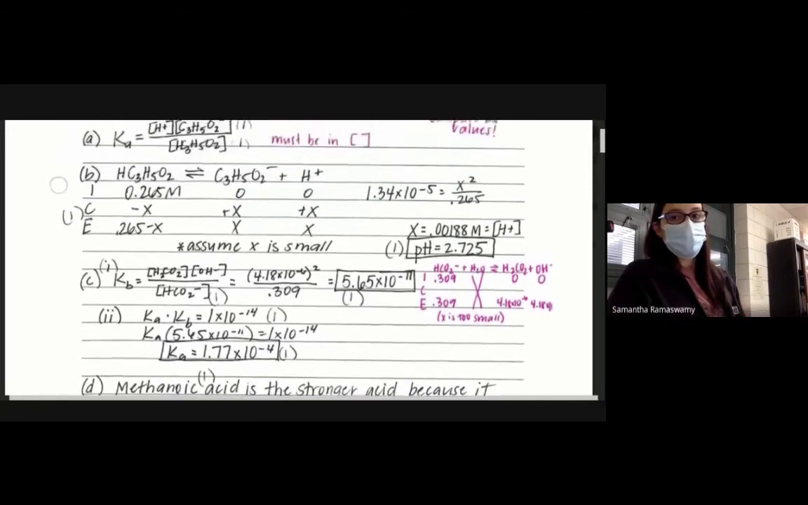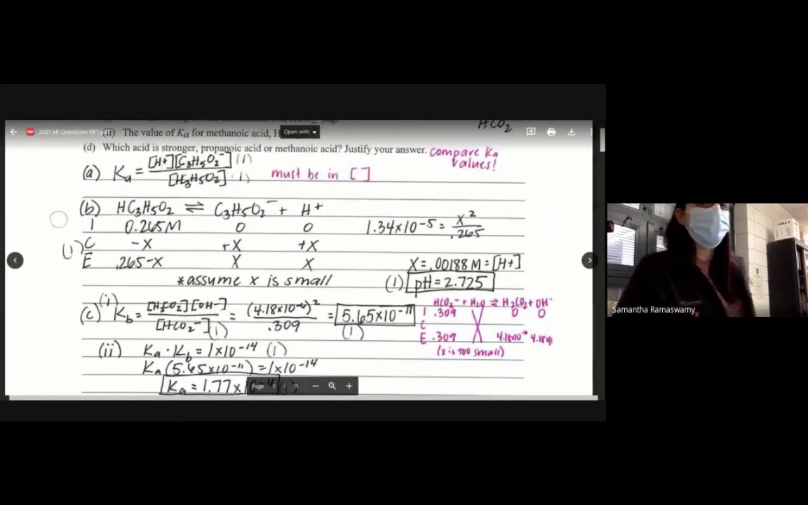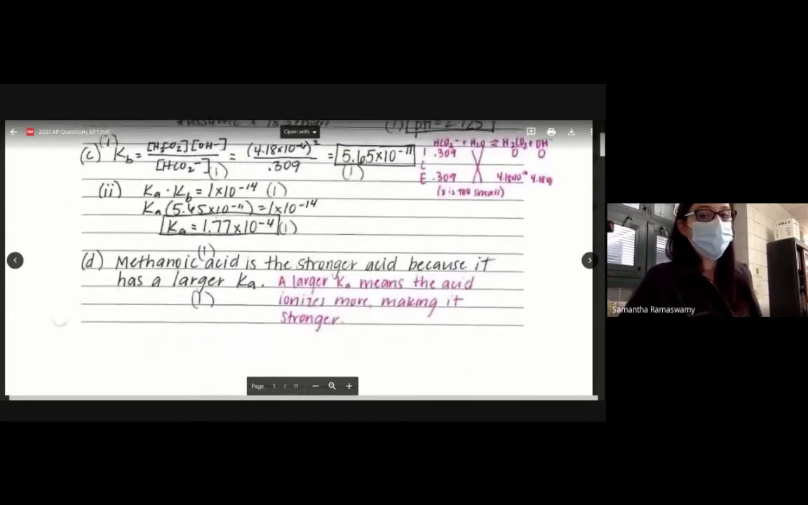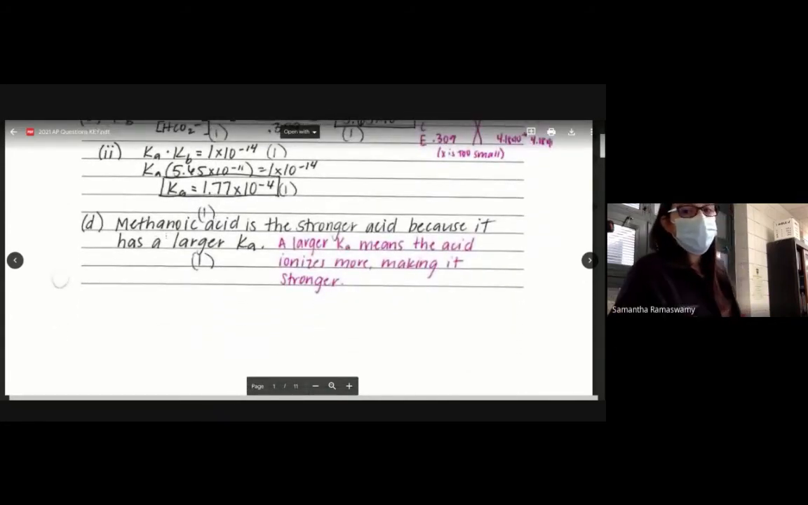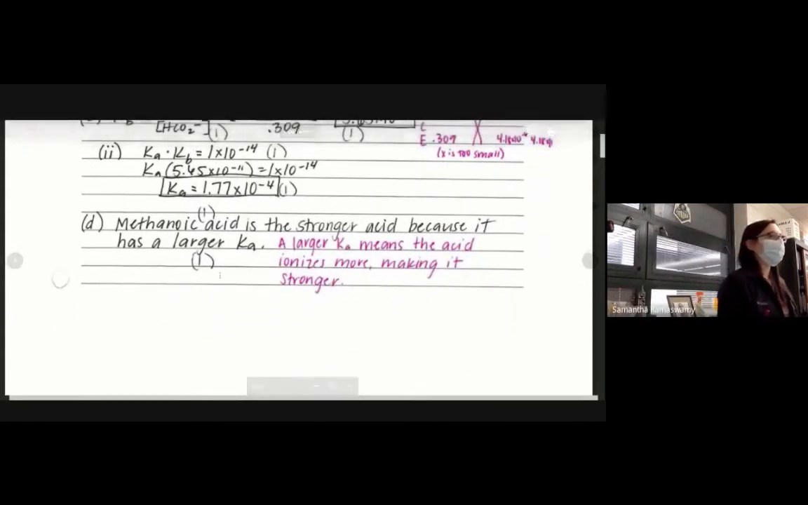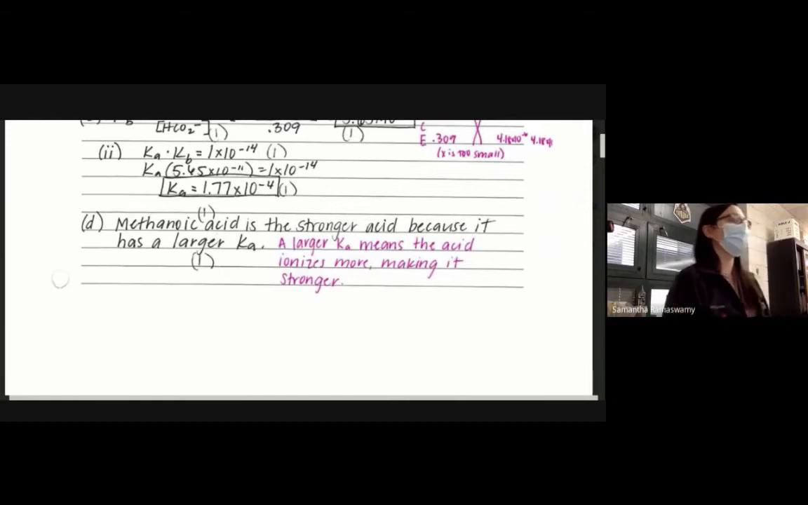So I'm going to scroll up for just a second. Ka is products over reactants. The larger your Ka means you have more products. That means you have more ions. More of the acid has dissociated. That represents a strong acid. So we would answer this and say methanoic acid is the stronger acid because it has a larger Ka. A larger Ka means the acid ionizes more. That's the definition of an acid.